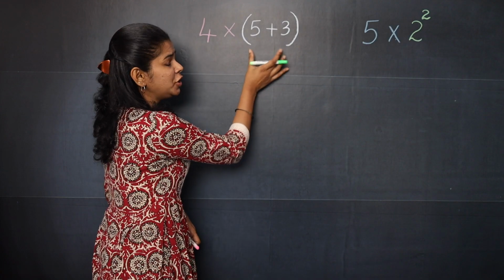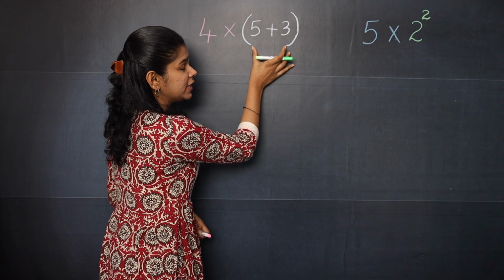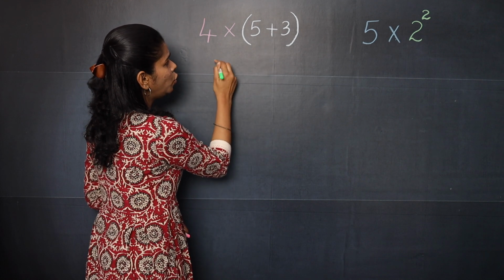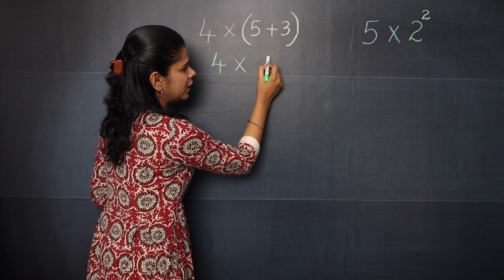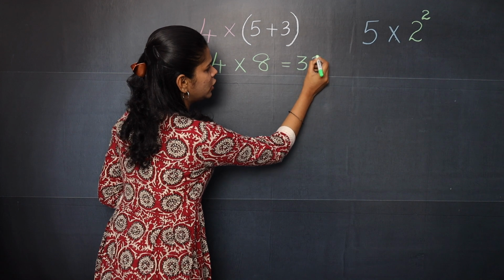Here, first you should do the parentheses. Parentheses means what is inside the bracket. Here you have 5 plus 3. So you will do that first. That is 4 multiplied by (5 plus 3), and 5 plus 3 is 8. So 4 into 8 is 32.